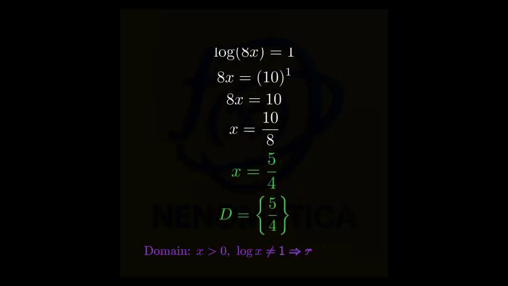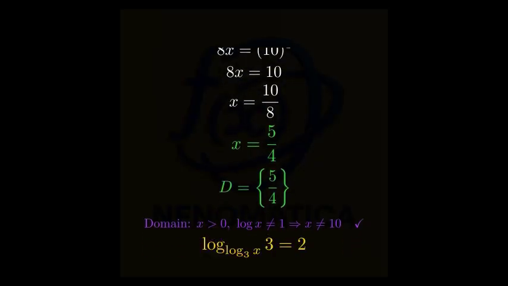Domain check. For common logarithms, we require x greater than 0, and the denominator 1 minus log x must not be 0, so log x cannot equal 1, so x cannot be 10. Our solution x equals 5/4 is positive and not equal to 10, so it is valid.